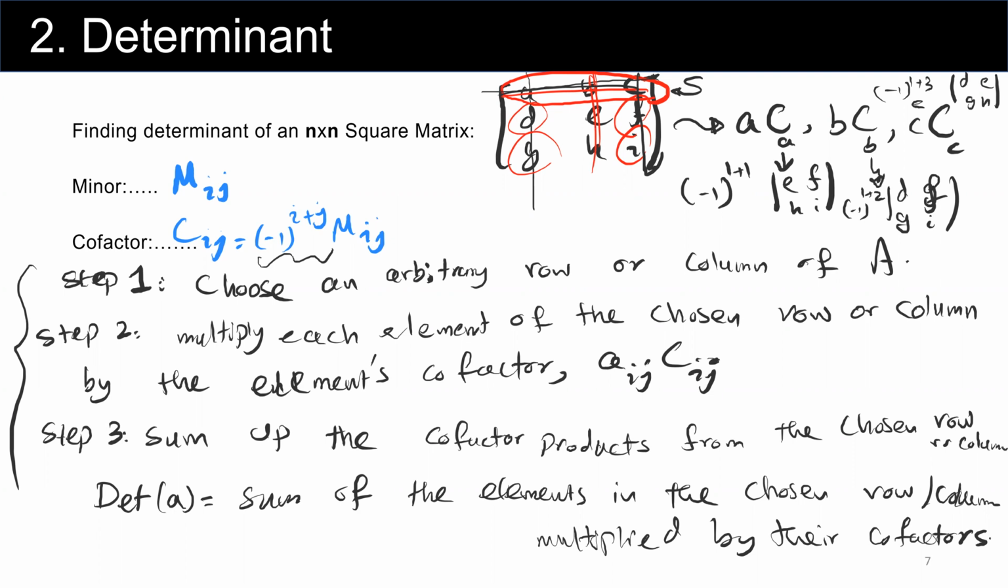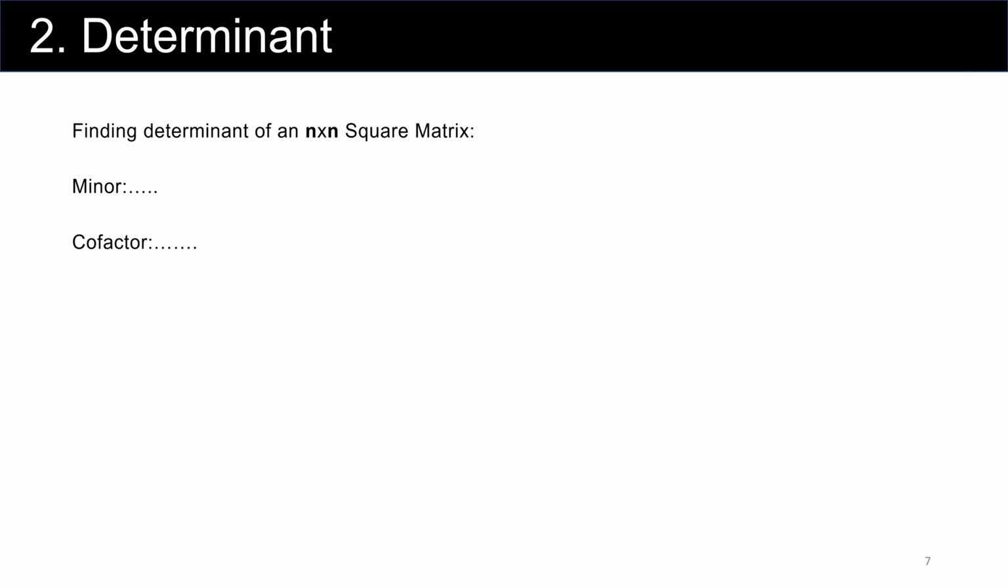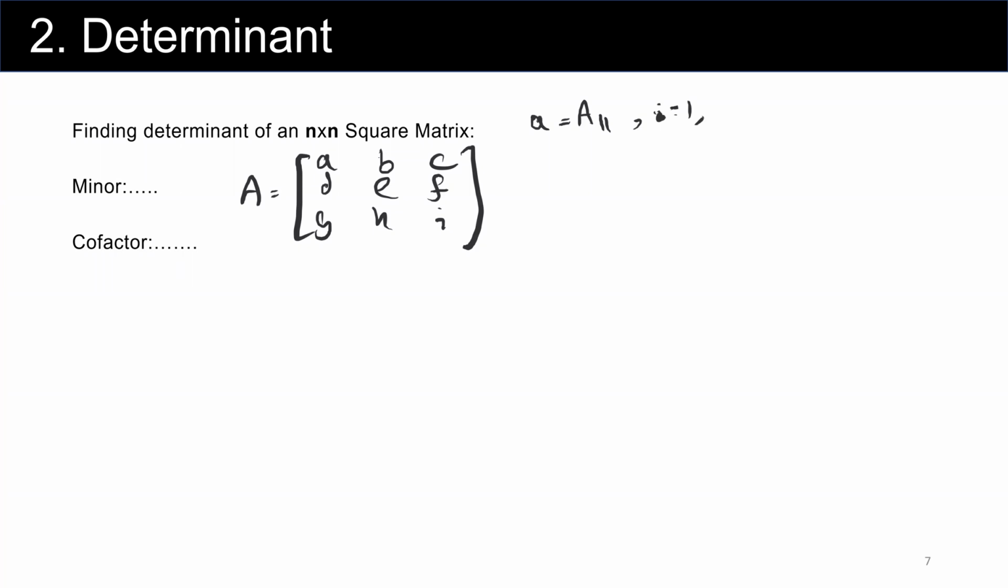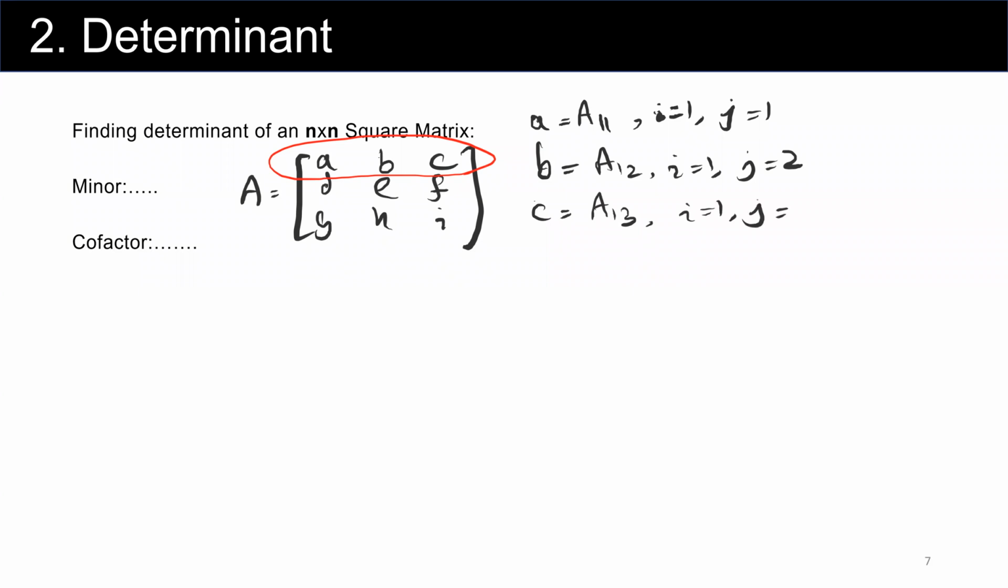So let me clear here and go over the 3x3 example one more time. Let's say we have matrix A, B, C, D, E, F, G, H, I. Element A is element A11, so i is equal to 1, j is equal to 1. I'm going to choose the first row. Element B is A12, so i is equal to 1, j is equal to 2. Element C is A13, so i is equal to 1, j is equal to 3.